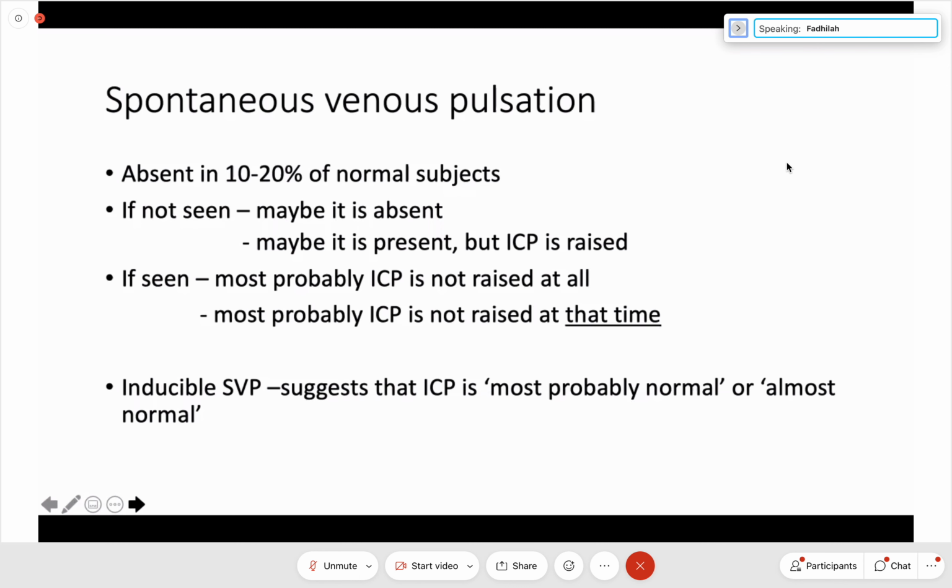What is inducible SVP? Inducible SVP means when you are looking at the patient, usually under the slit lamp, while you are holding the condensing lens, you can use your middle finger or your ring finger to lightly press on the eyeball, and then you see whether the SVP is inducible. So let's say if you can see the SVP bounding with minimal pressure, what does it mean? It means that the ICP is most probably normal or almost normal, right?